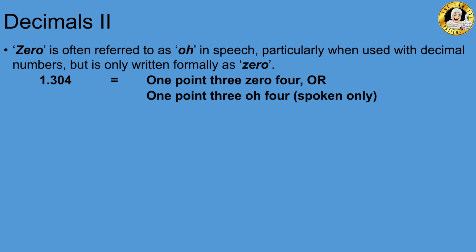Now, 0, remember, is often referred to as O when we're speaking, particularly when it's used with decimal numbers. But remember that you're only writing it formally as 0 if you have to write the word out. So, for example, here, this number could be read as 1.304 or 1.304, but only if you're speaking it.